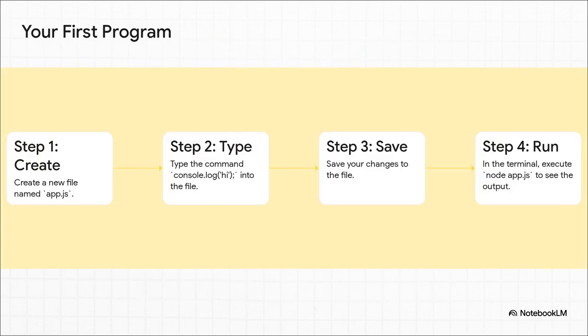And getting started is, well, it's surprisingly simple. Seriously, you just make a file, type that one little command, save it, and run it from your terminal. We use a tool called Node.js to do this outside of a browser. And boom, 4 steps. That's it. You've just written your first program. You've officially had a conversation with your computer.